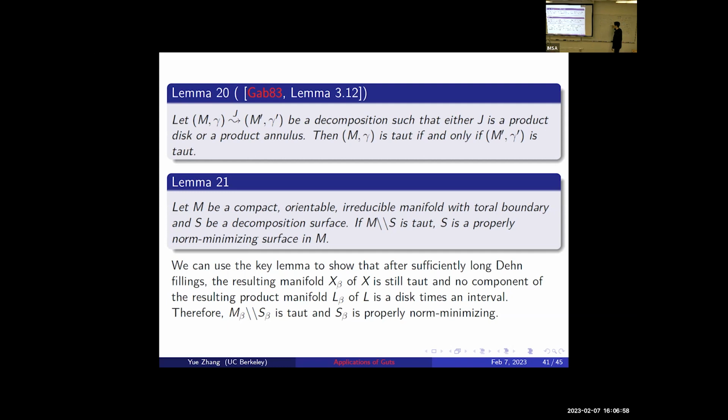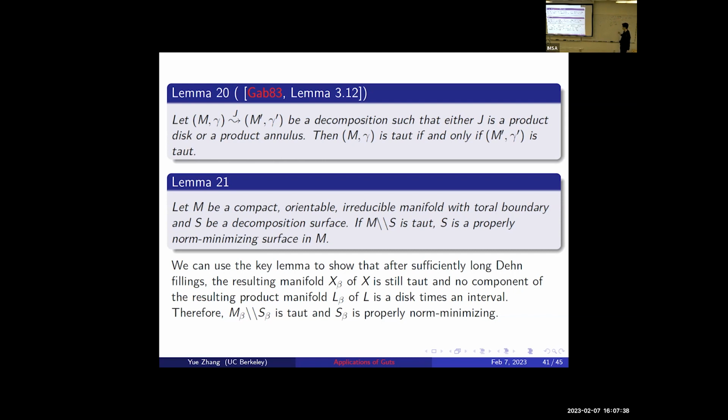And you can also show this is not a disk times interval. This means L beta is also taut. And so, by using lemma 20, you can show F beta is also taut. And because F beta is M beta minus S beta, by using the second lemma, we can show that S beta is a certain non-minimizing surface, and therefore we prove the theorem.